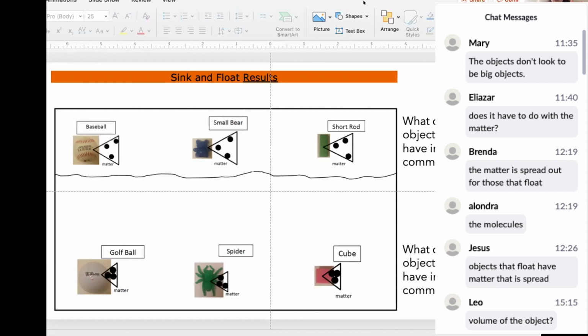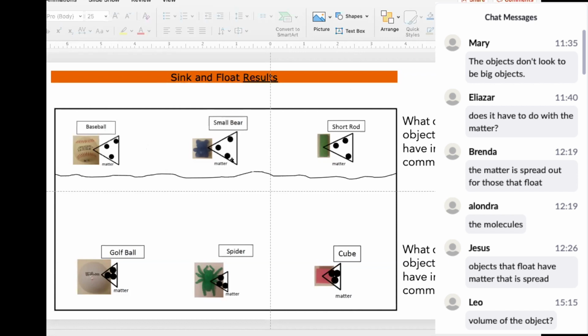And I'm going to call on somebody to expand upon that. So I want Brenda Rios. I want you to unmute your microphone and expand on that. Tell me about the density. What's going on here? I think maybe that they have less matter. So let's count the number of dots. How many dots are here?